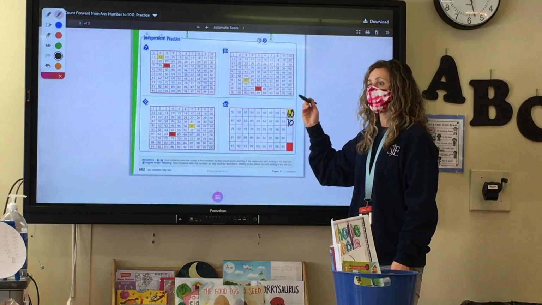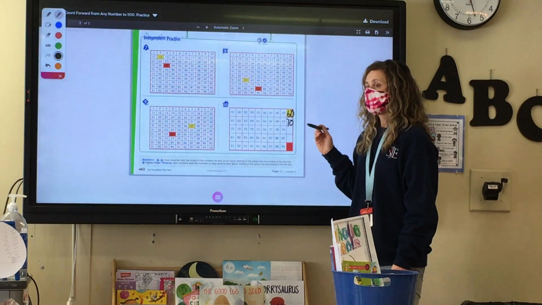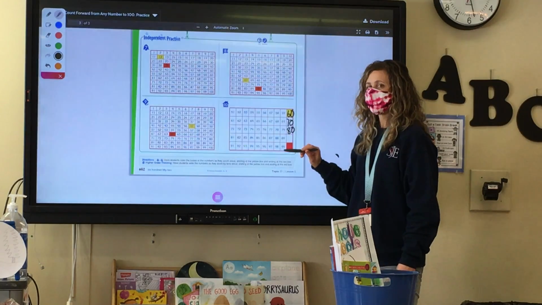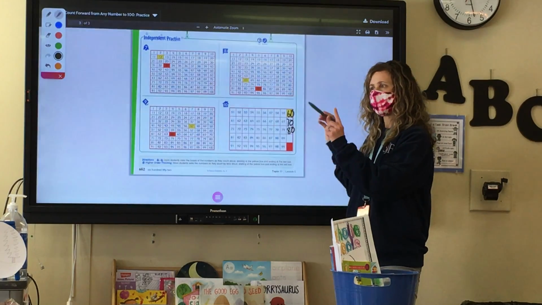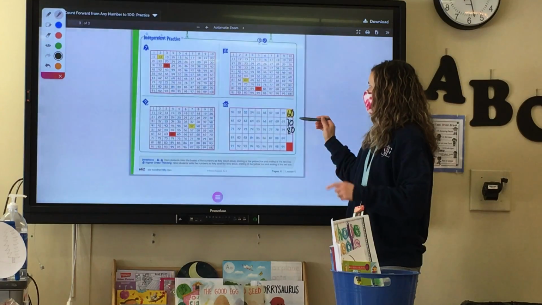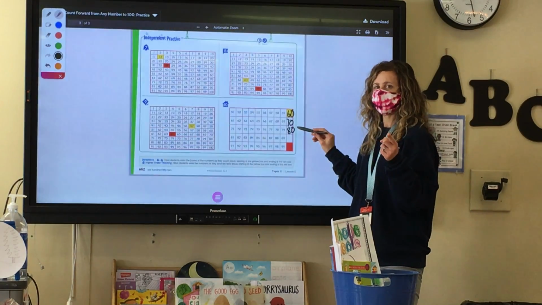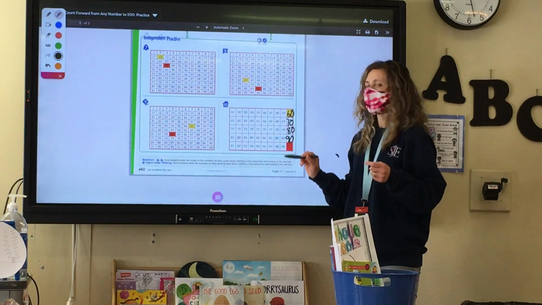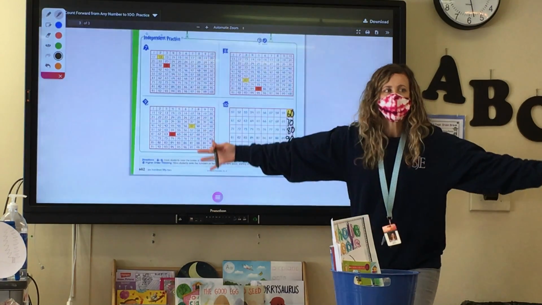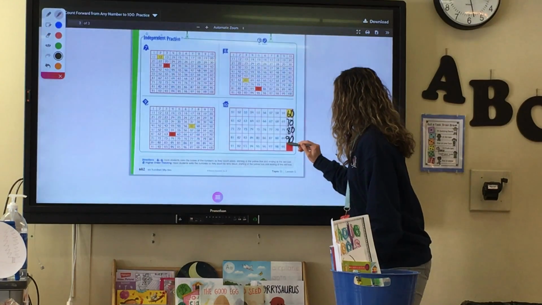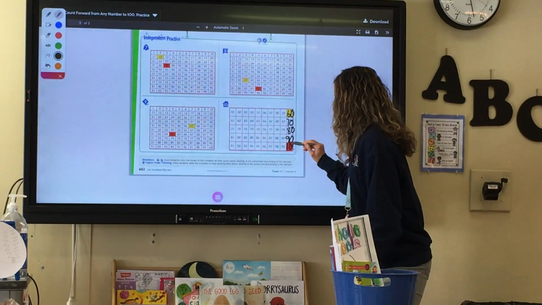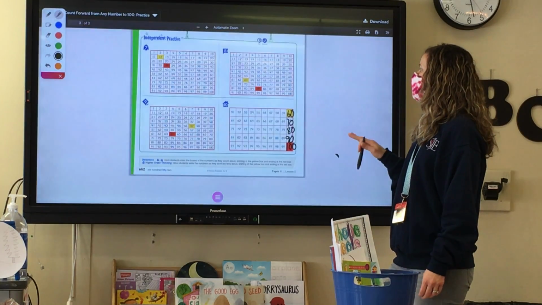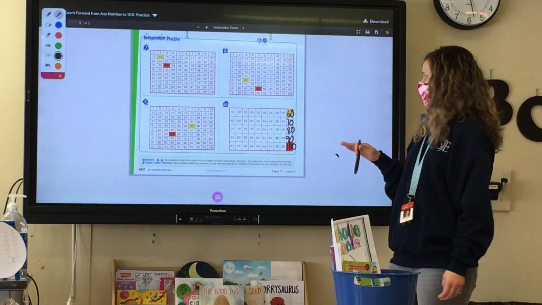60. 70. Caitlin? 80. See the pattern? They all go up by 1, right? The 10 spot goes up by 1, but the 0 stays the same. 60, 70, 80. Victoria? 90. You hear that 9 in the front, right? 90. And my last one is what, everyone? 100. Very good.